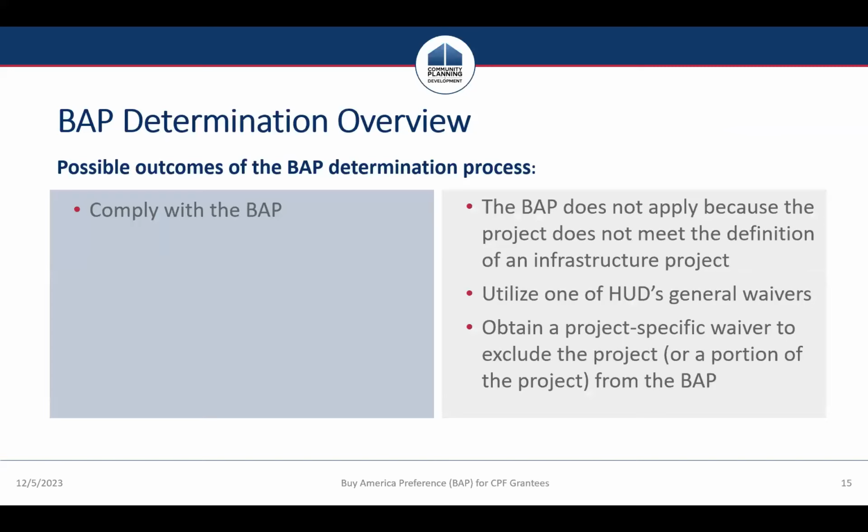So as we're thinking about the BAP process, we want to talk about what are the two potential outcomes. So one, you're needing to comply with the BAP, or the BAP is not applying. The BAP might not apply for one of three reasons. One, the project is not meeting the definition of an infrastructure project. Two, you're able to utilize one of HUD's general waivers. Or three, you're able to obtain a project-specific waiver to exclude the project or a portion of the project from the BAP.